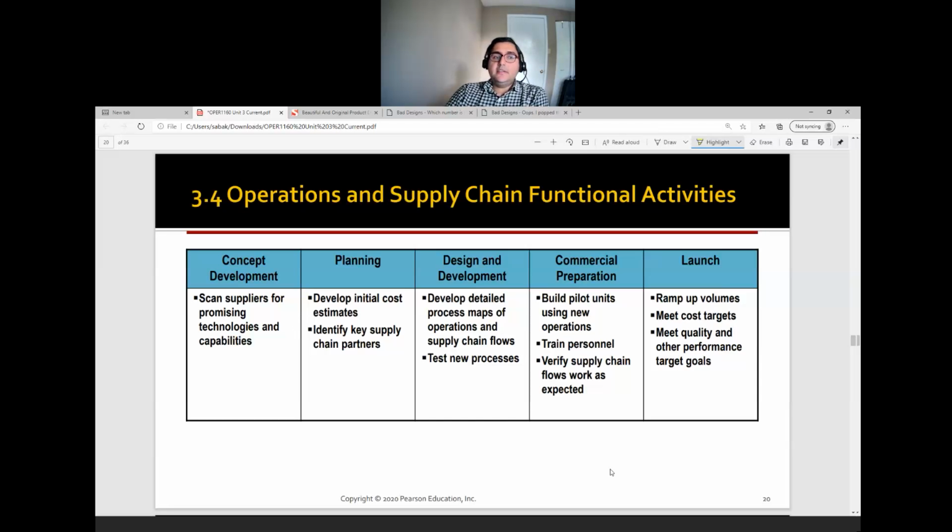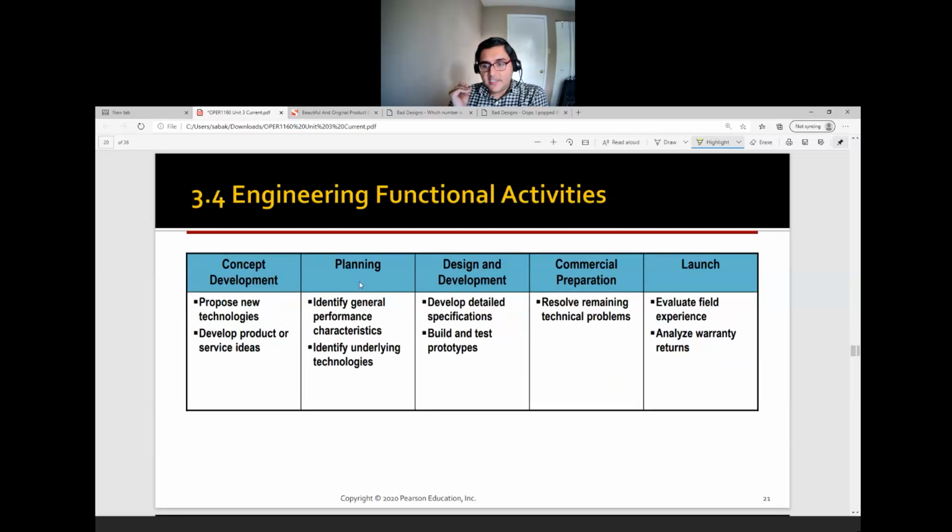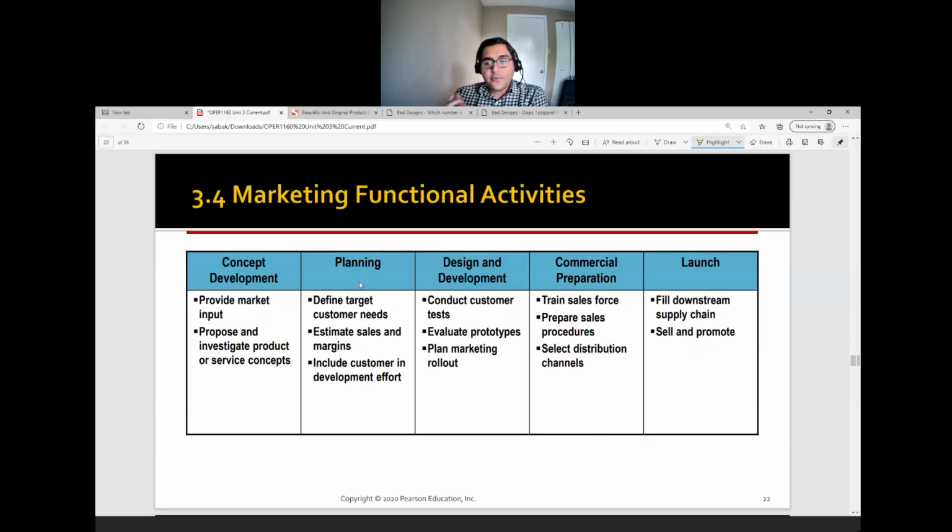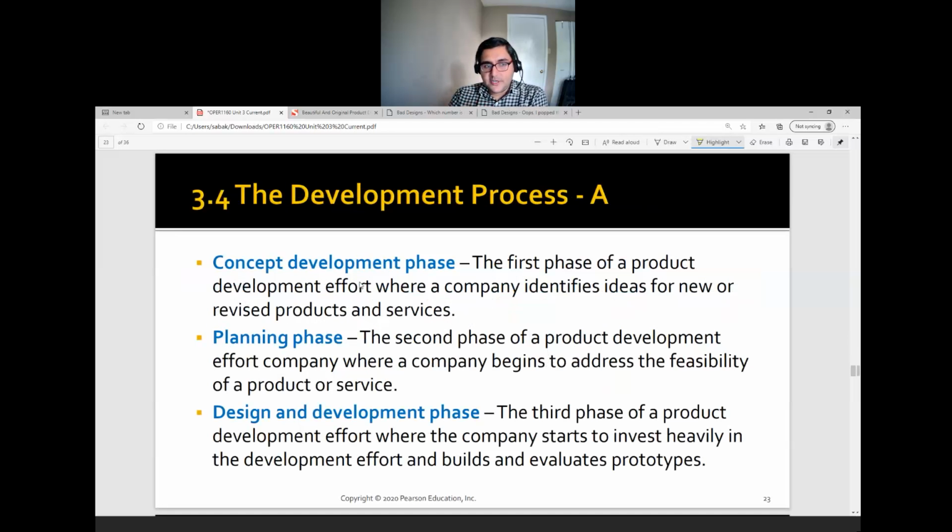The same thing is being shown here, the role of operations and supply chain in the CPDPL stages. I'm not reading out everything. You can read it at your convenience, but the key thing to understand is that new product development is always cross-functional. There is a role for engineering, there is a role for marketing, there is a role for operations and supply chain. This is what we discussed already, so I won't go into it again.